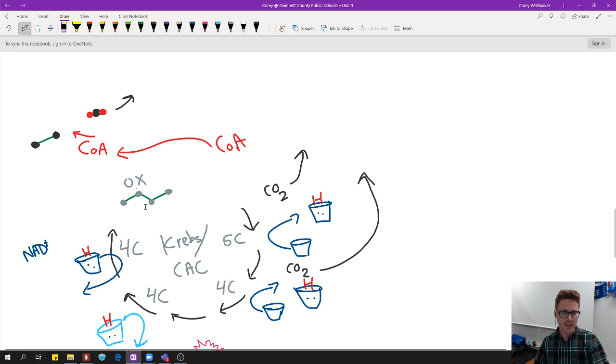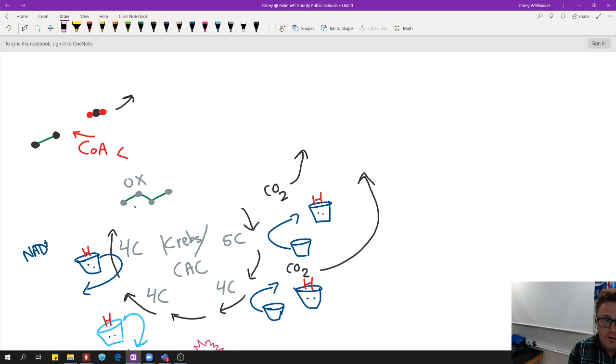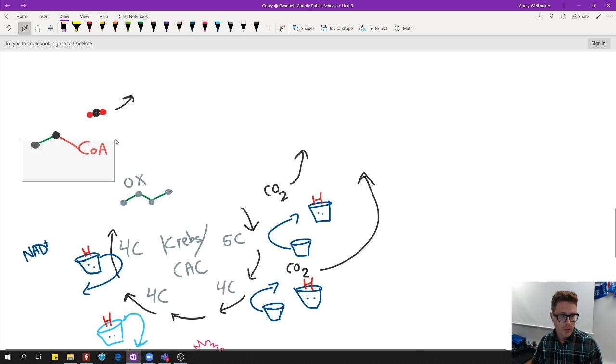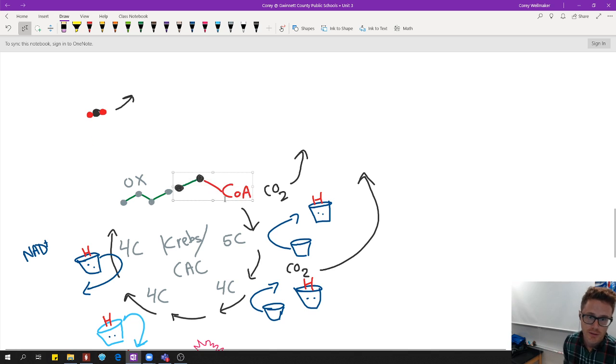So when this oxaloacetate swings back around, this coenzyme A has gone over and grabbed onto the other pyruvate that was oxidized as it came into the matrix. And this coenzyme A is going to bring this 2-carbon compound over. It's going to drop it off just like it did earlier, and the whole cycle repeats itself.